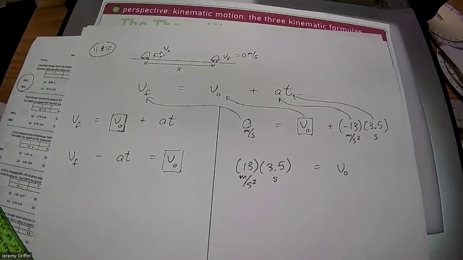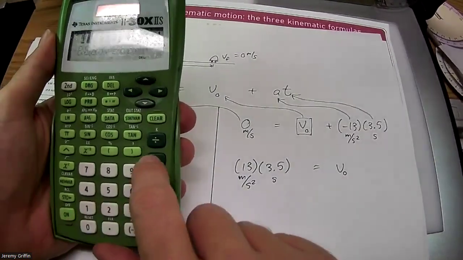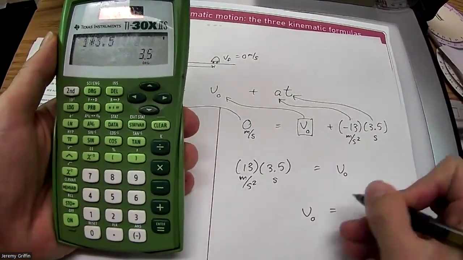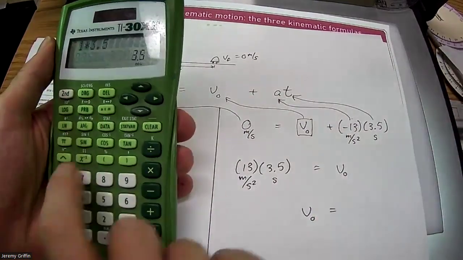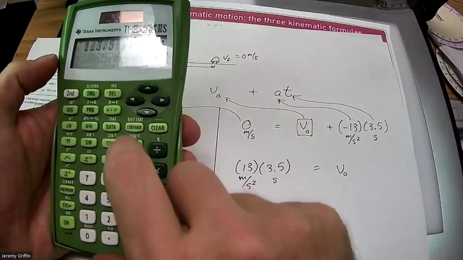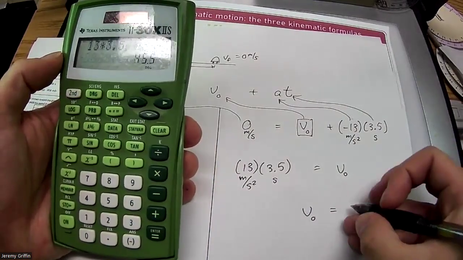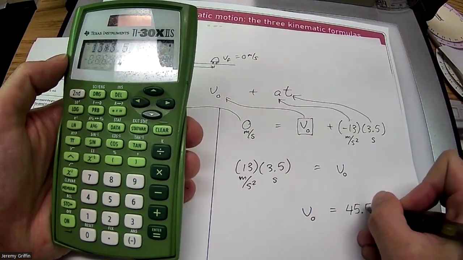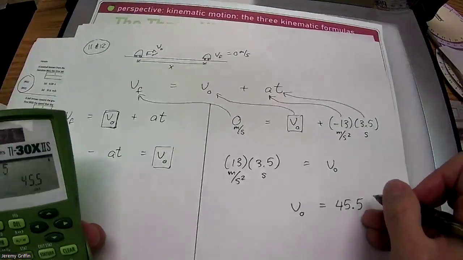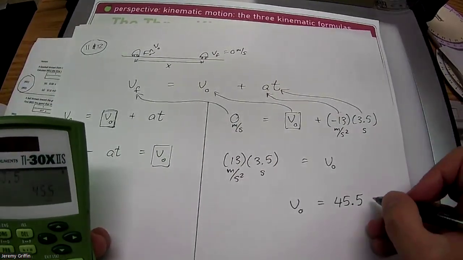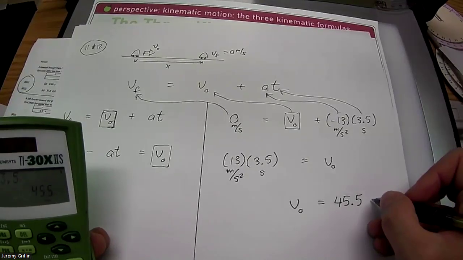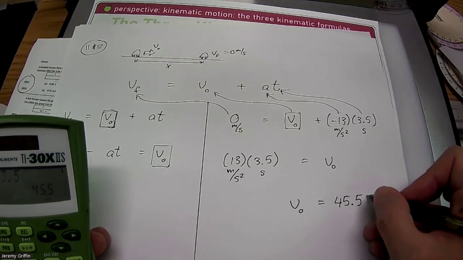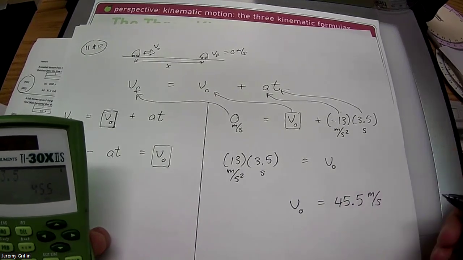All right, calculator time. It's that times that. So the initial velocity of the car was, the number on my screen says this. But because that number has units attached to it, what are the units on that number? Meters per second.